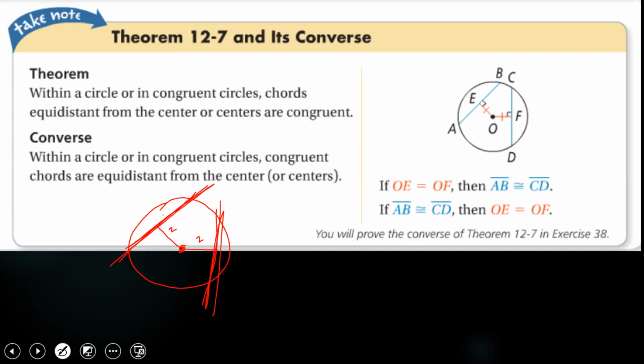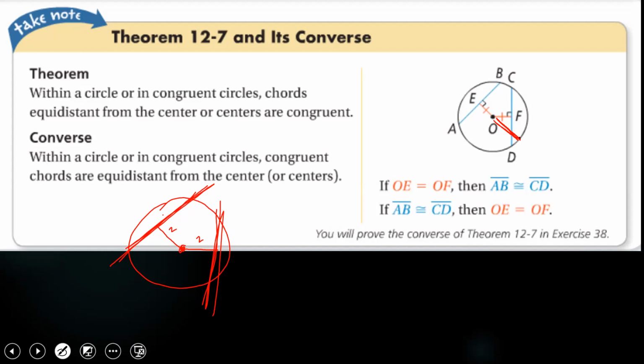Is it clear? Okay, teacher. Teacher, there is no radius here, right? Yes, the radius is from O up to the endpoint of the circle. So OF and OE are not a radius. They are line segments that are perpendicular to the chord.